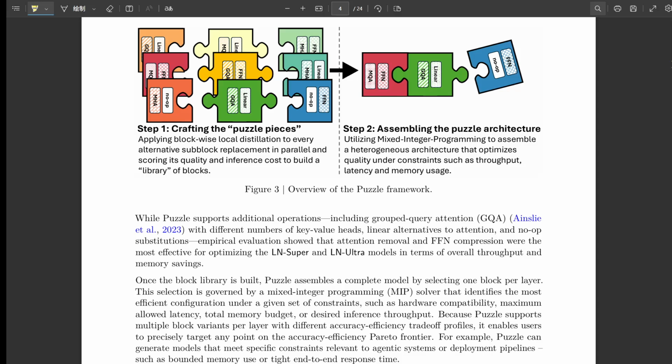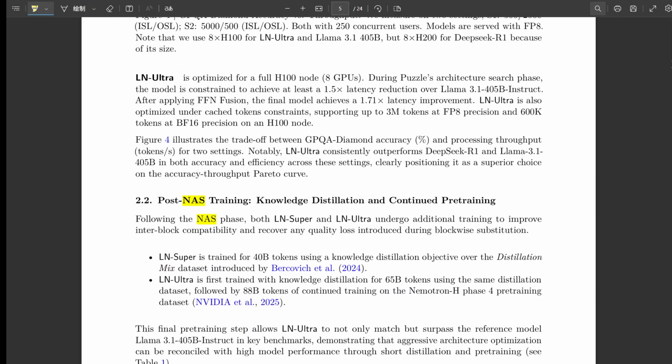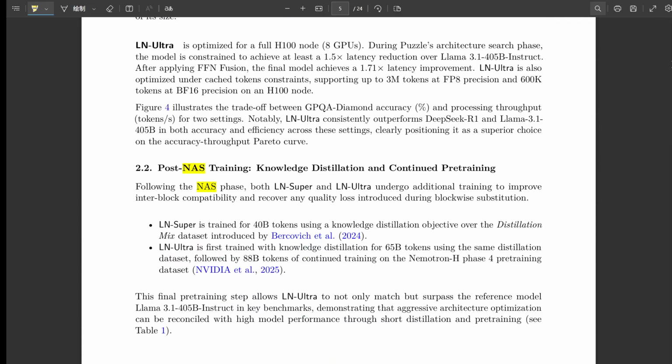Wow. And it's built for incredibly long context, supporting up to 3 million cache tokens in FP8 or 600K in the more standard BF16. Their figure 4 really shows it off: higher accuracy on a tough reasoning benchmark and better throughput than models like DeepSeek R1 and Llama 3.1 405B. Okay, so the efficiency story is clear and really quite compelling, but efficiency isn't everything.